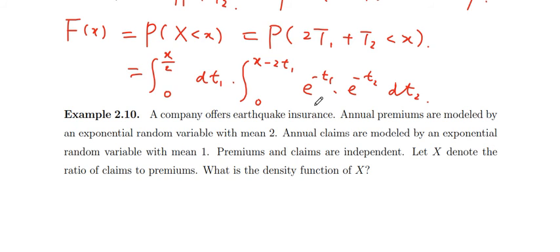Okay. So for this integration, let's look at dt2. We regard t1 as constant, so take this t1 out to here. Then the integral of e to the negative t2 dt2 is just e to the negative x, right? So we can easily find this integration.